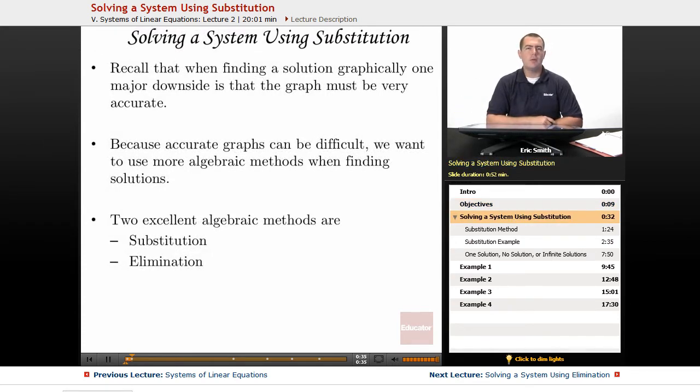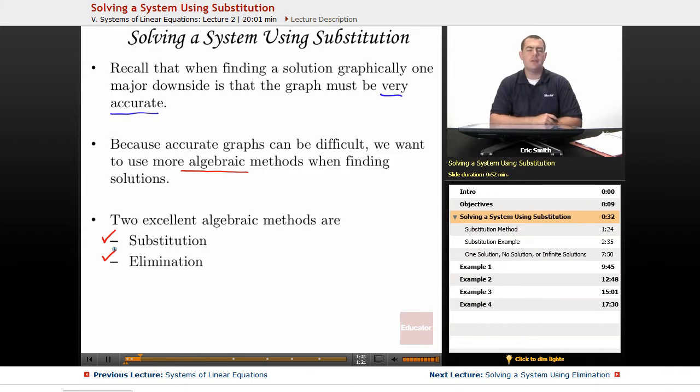Alright, so recall the reason why we need more methods for solving a system is that when we use the graphing method, you really have to be very accurate in order for that method to work. And if your lines are a little bit wavy or you don't make them just right, then you may not find the solution of that system. Since accuracy is such a problem, we're going to focus more on those algebraic methods. So how can we manipulate the system in such a way that it gives us a solution? Two of our algebraic methods are substitution and elimination. In this lesson, we'll focus on substitution and then look at elimination in the next one.